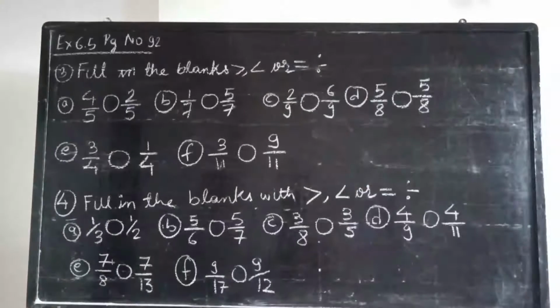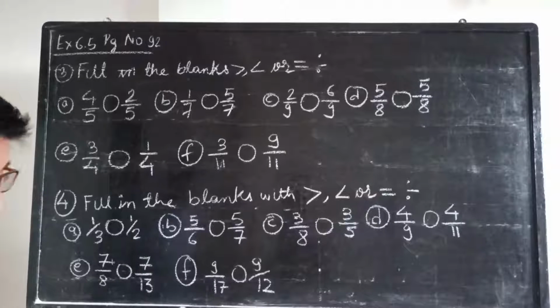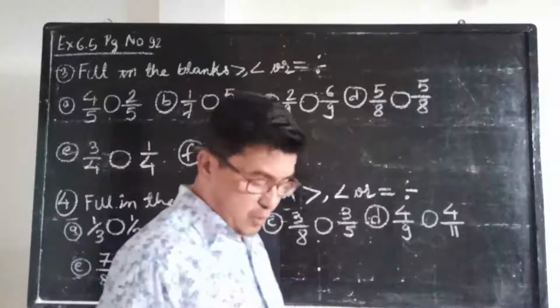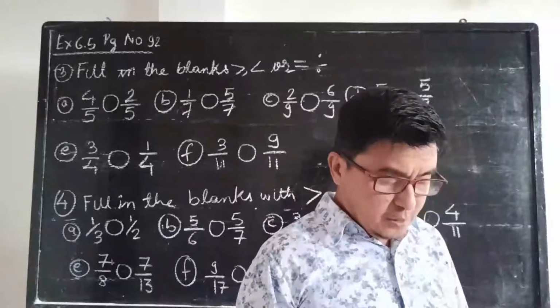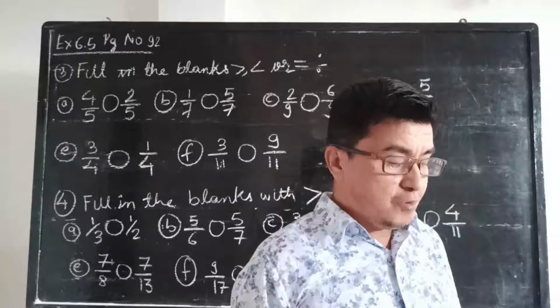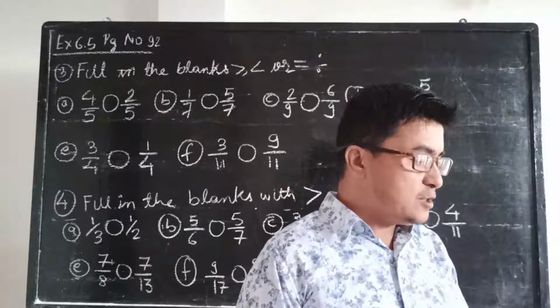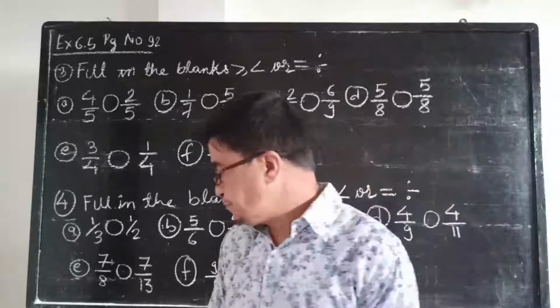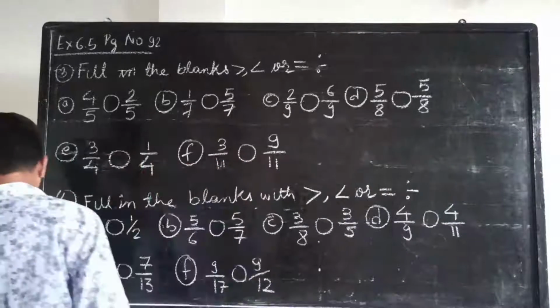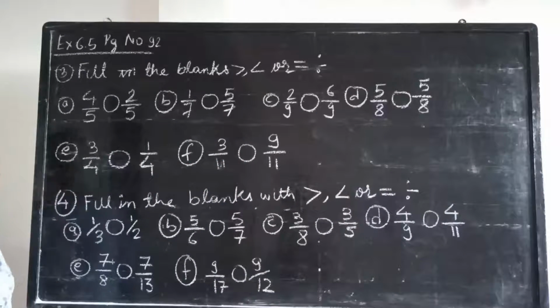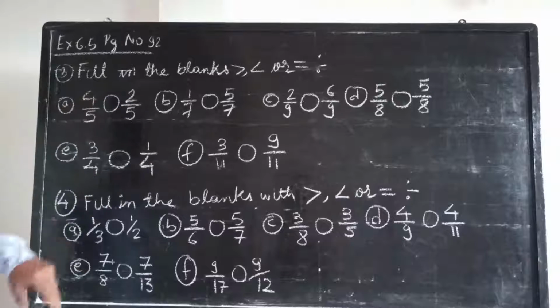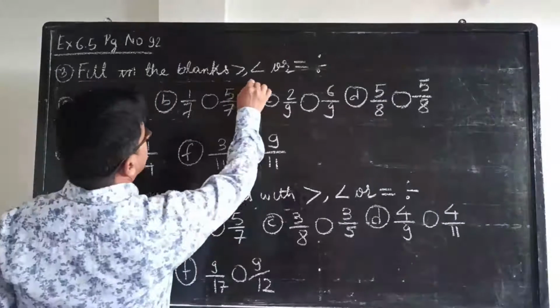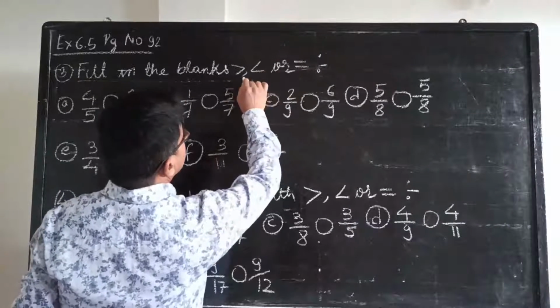Now number 2 also, with the help of the number line, fill in the blanks with greater than or smaller than. Now look at question number 3. Fill in the blanks with greater than, smaller than or equal to. Now this one, look here. Now fill in the blanks with greater than, smaller than or equal to.